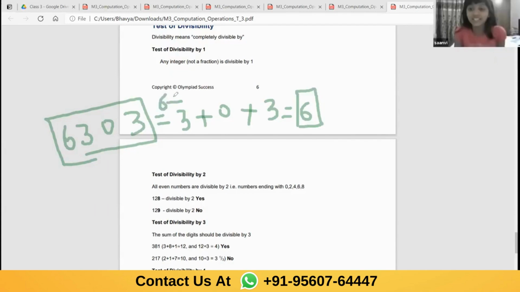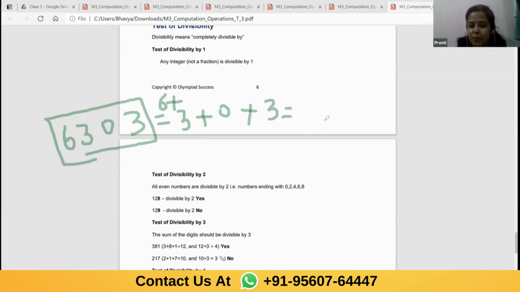We will add 6 plus 3 plus 0 plus 3. We can skip 0 also. I am writing to tell you step by step. So what is the answer when I add them up? It is 12. Is 12 divisible by 3? Yes, ma'am. So this number is also divisible by 3. Simple. Okay? Shall I move ahead?